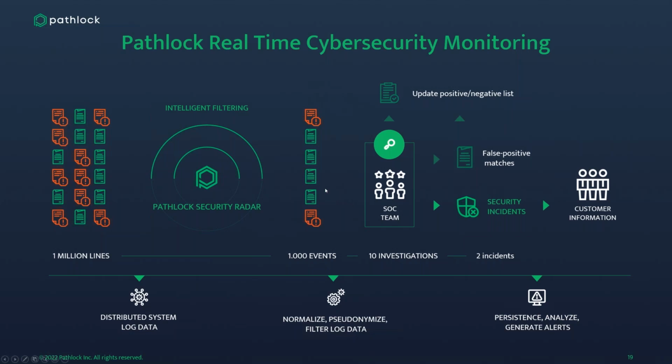Then you have a SIEM or SOC team maybe, and the SOC team looks at these 1,000 events and starts 10 event investigations, because they say, okay, maybe 99% are false positives, but it's good that we have the information here. But in these 10 cases, there's something curious going on. Let's start an investigation. And out of these investigations, there are 2 incidents.